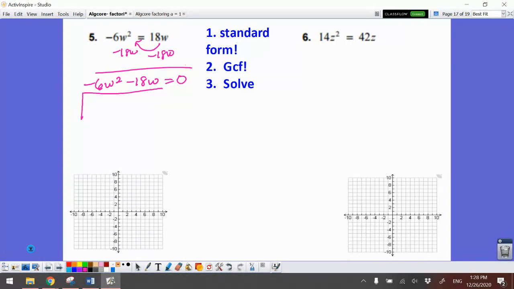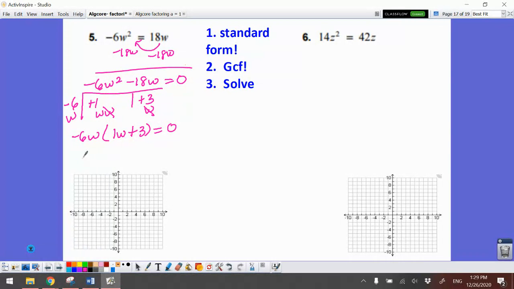So what can I take out of negative 6w, negative 18? Well, first thing I see is I can take out a negative. And then I know I can divide by 6 because 6 goes into 18. So this would be a positive 1 then, and a positive 3. And then I have two w's and a w. So let's take out a w. So negative 6w, and I'm left with a 1w plus 3 equals 0.